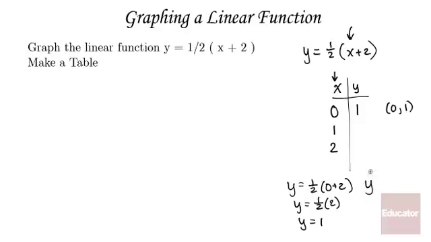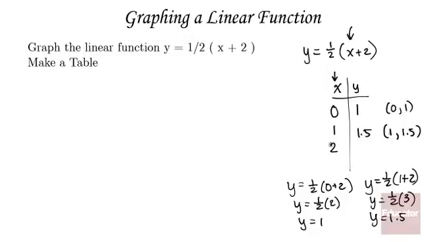My next value that I'm inputting is 1. So I have y equals a half of 1 plus 2. And y equals half of 3. So I could say y equals 1.5. So my next ordered pair is 1 and 1.5.